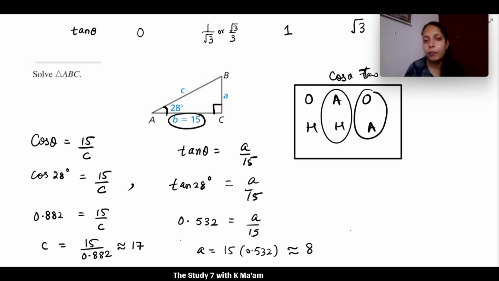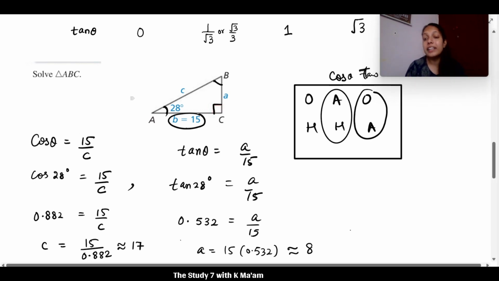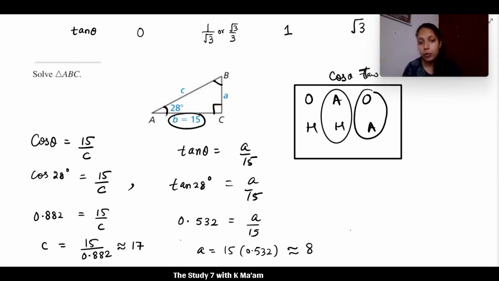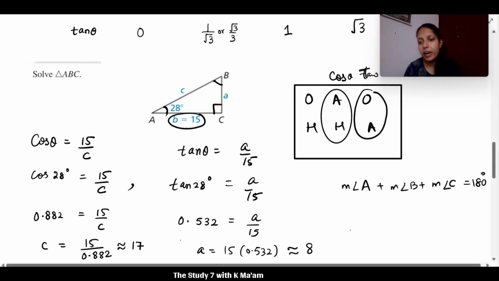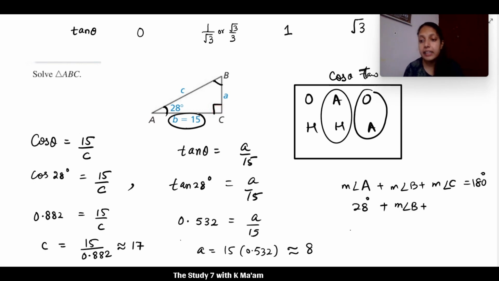Sides are done. Now we have to calculate this angle. In a triangle, the sum of all three angles is 180. Sum of angle A, angle B and angle C is 180 degrees. A is provided, 28 degrees. B we don't know. Angle C is 90 degrees. So from here, the measure of angle B is 62 degrees. That's done.